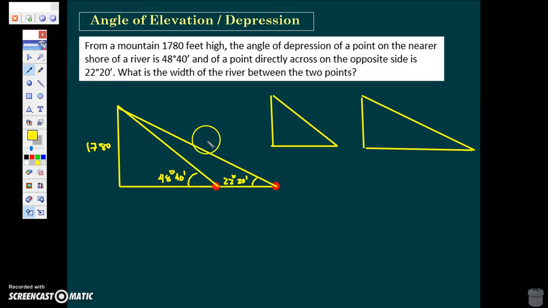We are asked to find the width of the river, which is the distance between two red points, that is x. And we also don't know the distance of this point, the nearer shore, to the base of the mountain. Let's have this as y. So in this triangle, this must be that length y. The height is 1,780. Of course, it's also 1,780. So what do you think would be the length of this side? Which is x plus y.